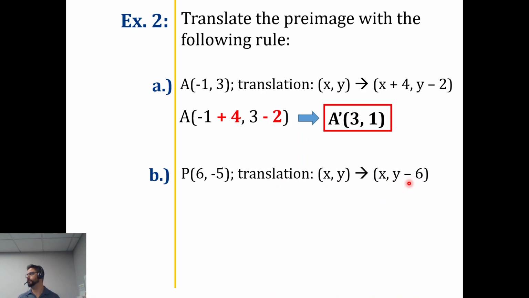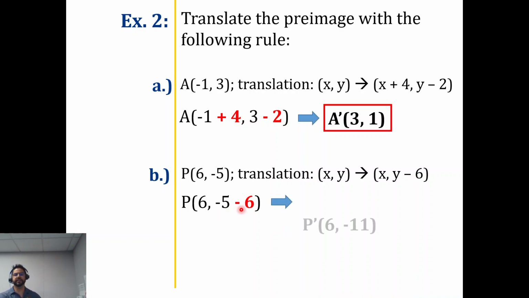So that one, again, if you had a graph, you would be counting down 6 spaces. But since we don't have a graph, we're just going to do a little bit of math with our numbers visible. So the 6 stays the same because, again, it's just simply x. It doesn't say x plus 1. It doesn't say x subtract 1. So the 6 gets to stay the same. But the -5, which is the y, remember it says y subtract 6. -5 subtract 6. So that means P prime would be (6, -11).